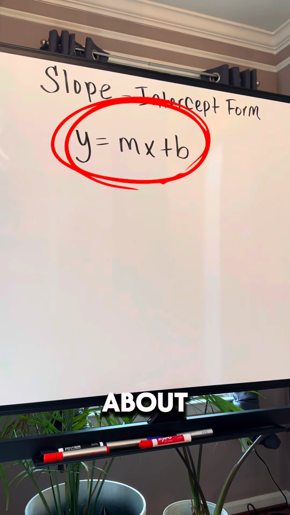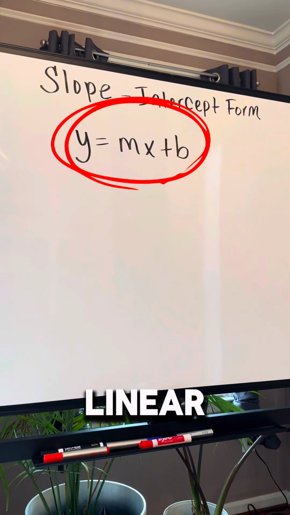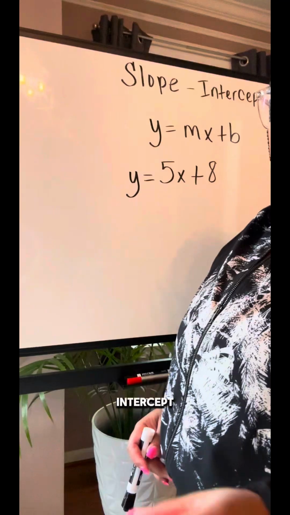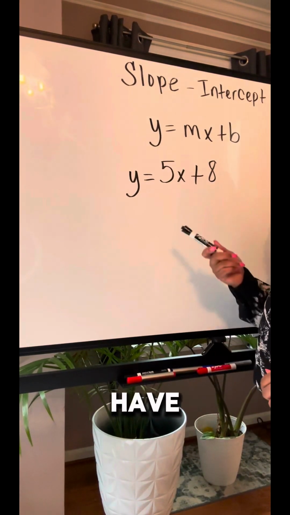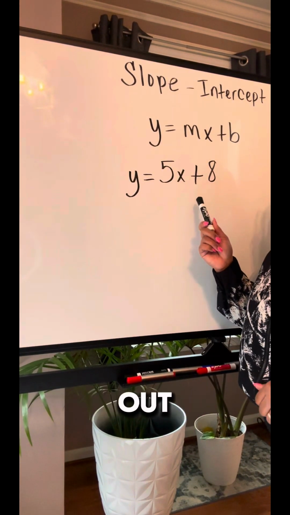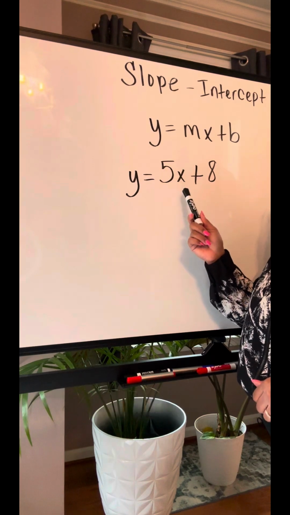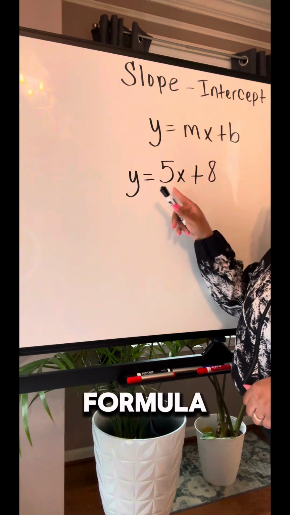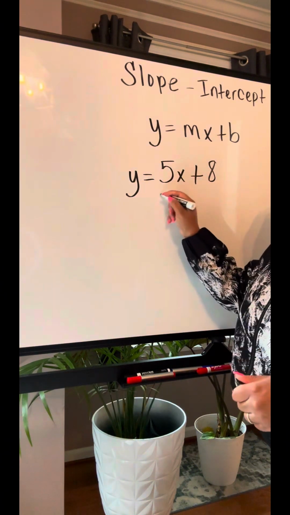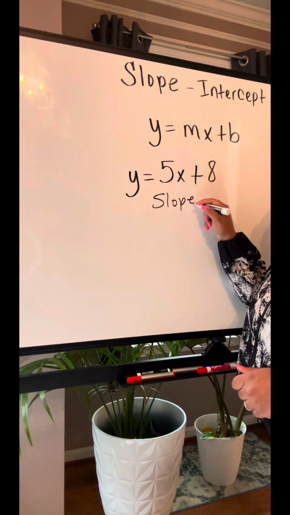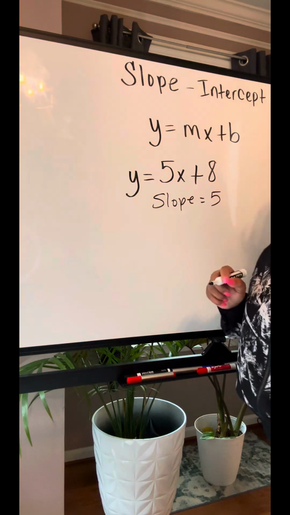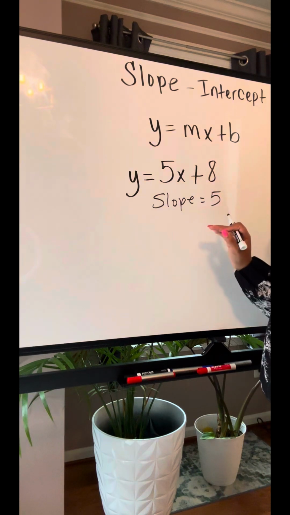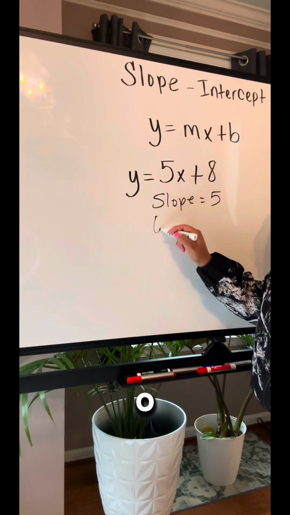Today we're going to be talking about slope-intercept form, which are linear equations, where m is our slope and b is the y-intercept. If I have a slope-intercept equation written out like this, y is equal to 5x plus 8, the slope represented by the m in the formula is going to be 5. My slope is 5. What do you think my y-intercept will be? My y-intercept, based off our formula here, is going to be (0, 8).